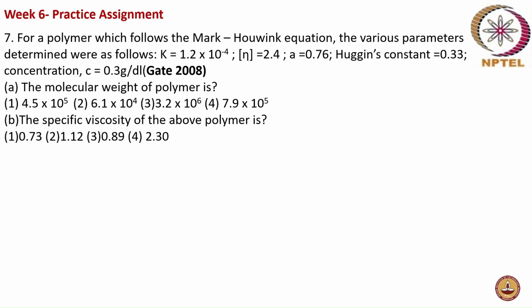So, how do you find it? From the Mark-Houwink equation. What is it? Eta equal to K times M to the power of a constant. Okay, that's good. So find out and say what is the value of the molecular weight of this polymer.